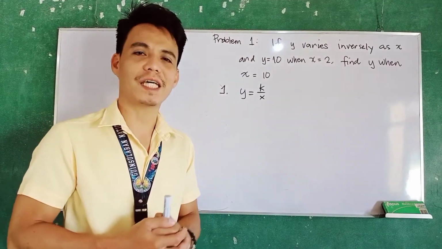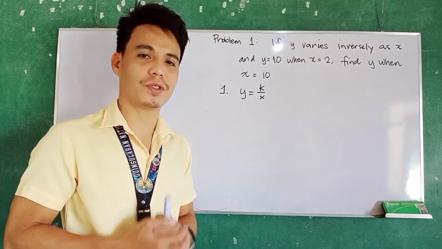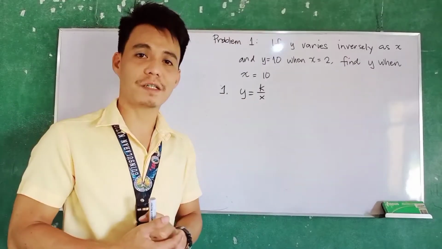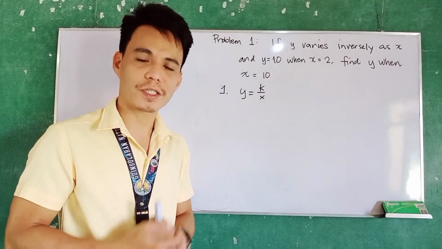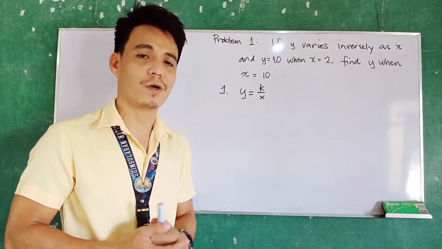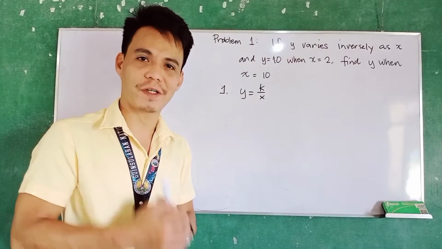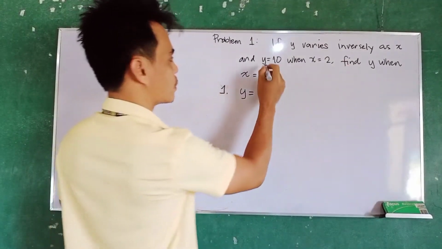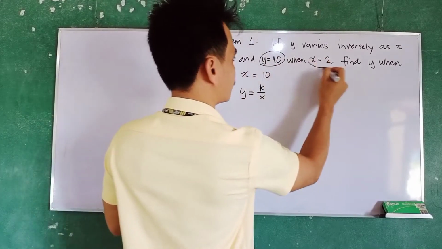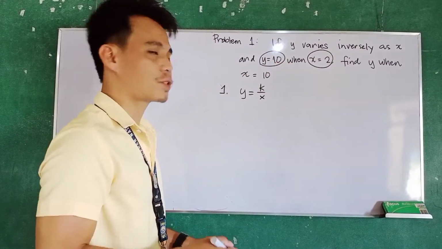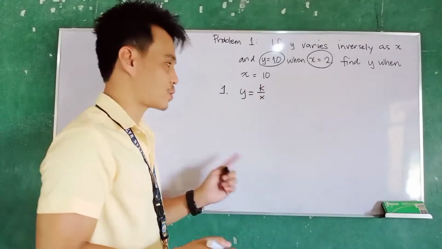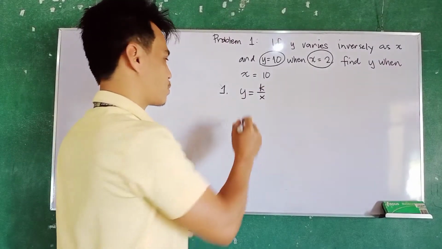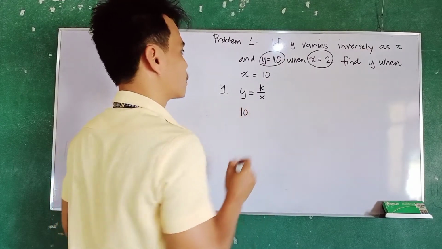Very good. Next, we have to use the given information in order to solve for the constant. The next thing to do is to solve for the constant. Very good, group 2. So we will use the given first. Your first given is y is 10 when x is 2. So, group 2, we have to substitute the first given information there. So your y is 10.